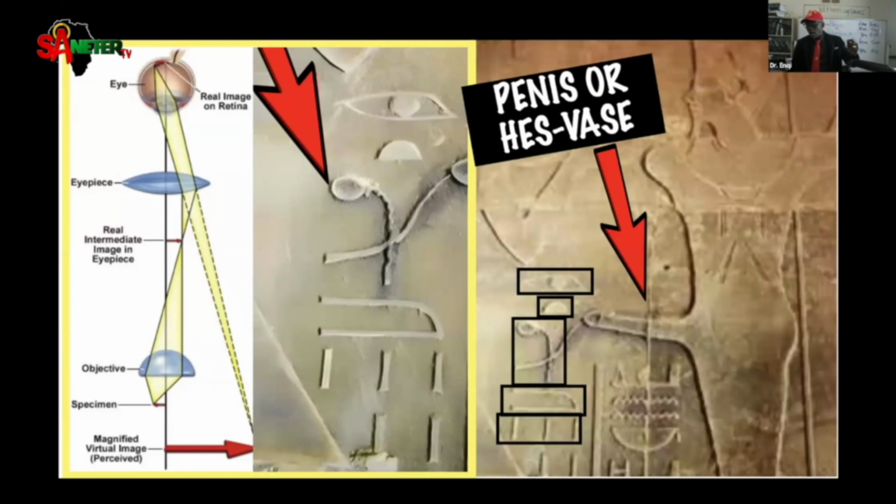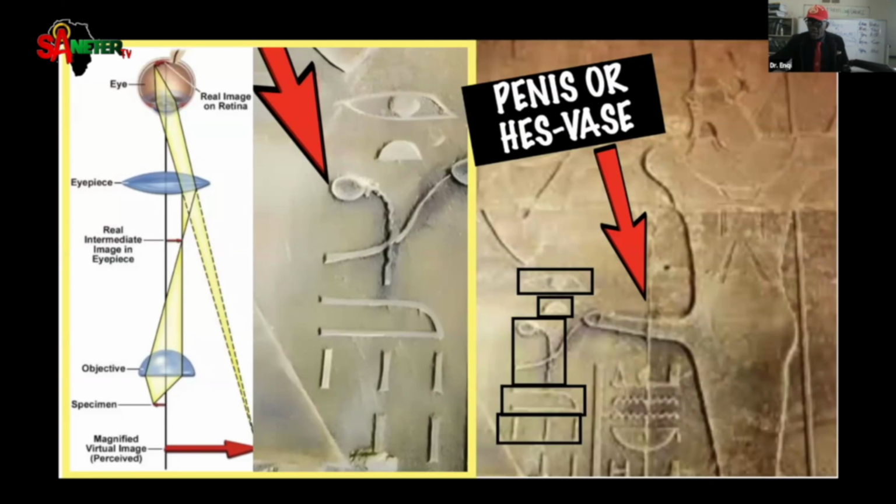See, and this is the problem with the Kemetic cosplay. With the Kemetic cosplay, they don't want to let you know where microscopes came from. And there is no such thing as modern science without a microscope. No such thing as modern science without a microscope.